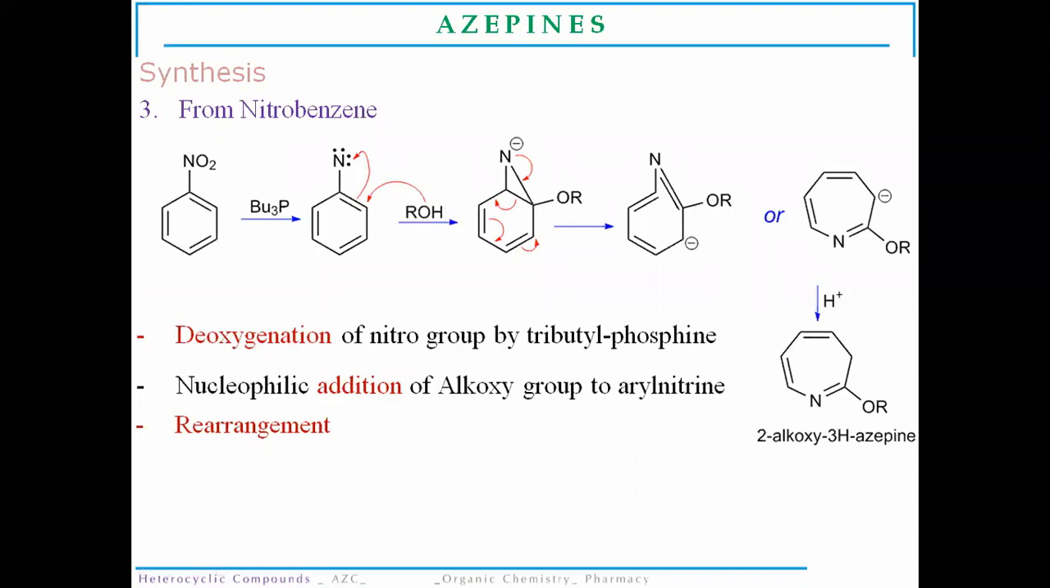So the mechanism involves an initial formation of an aryl nitrene. So when the nitrobenzene molecule undergoes deoxygenation in the presence of tertiary butyl phosphine, there is formation of an aryl nitrene, and this aryl nitrene, in the presence of either primary or secondary alcohol, leads to formation of a 2-alkoxy 3H-azepine molecule.